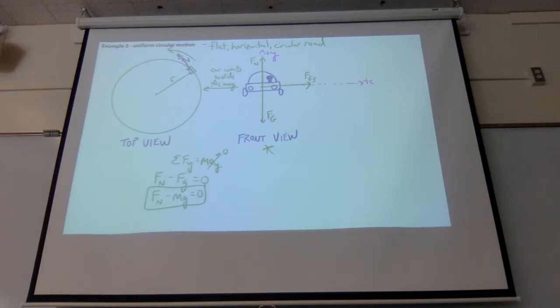In the c direction, I only have the one force. So the sum of forces in the c direction equals m a_c, and my one force is static friction. Don't forget that acceleration is v squared over r. And now things get interesting.